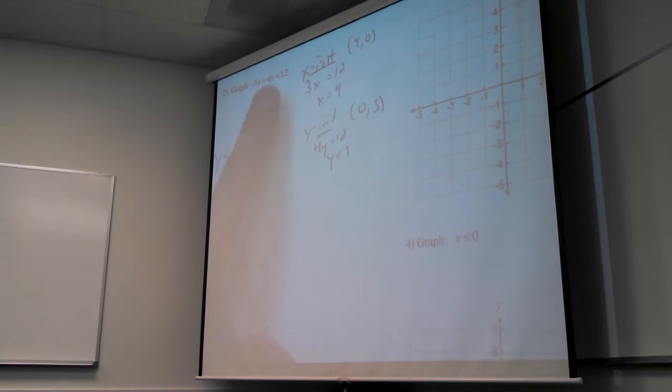All right, so let me catch up to you. So you can either solve for y. If you solve for y, subtract 3x, divide by 4, so you get negative 3/4 x plus 3. So hopefully if you solve for y, you got that. Then you can see the slope and the y-intercept.